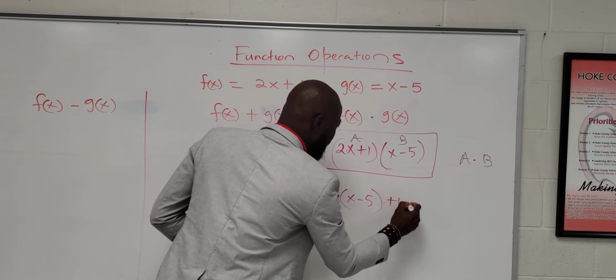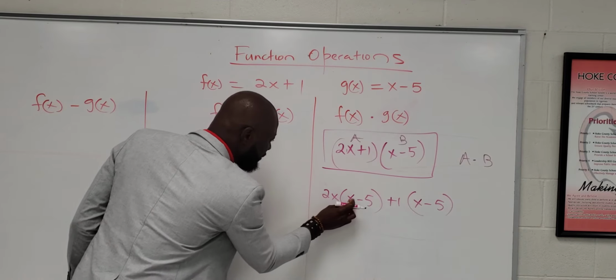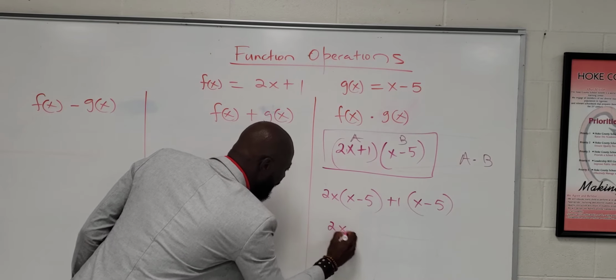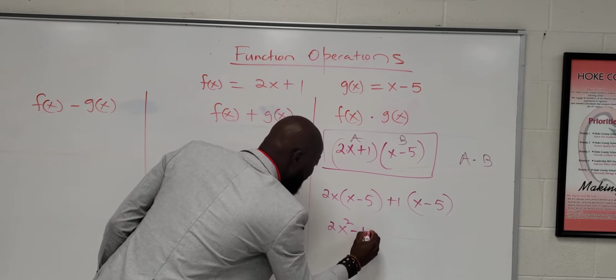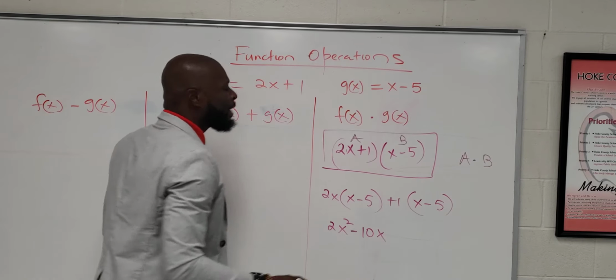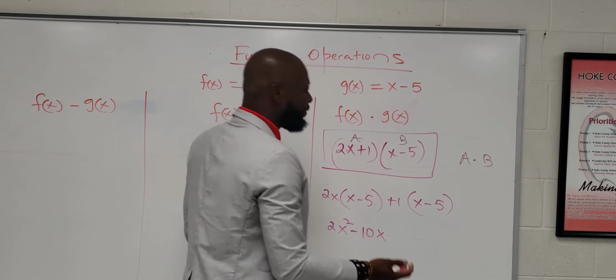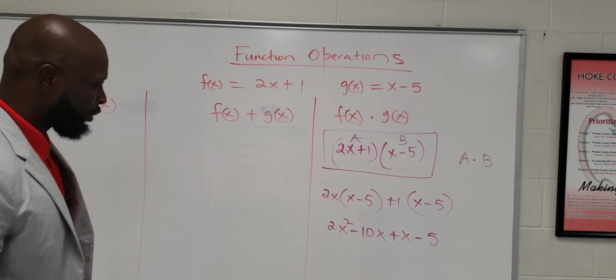There are other ways you can do it. Would I do it this way? No. But when you do it this way, for sure you will get the correct answer. So we said 2x multiplied by x gives me 2x squared, and 2x multiplied by negative 5 gives me negative 10x. And we know the effect of multiplying by 1. So 1 times x gives me x, and 1 times negative 5 would give me negative 5. Awesome. Now let us put all the like terms together.